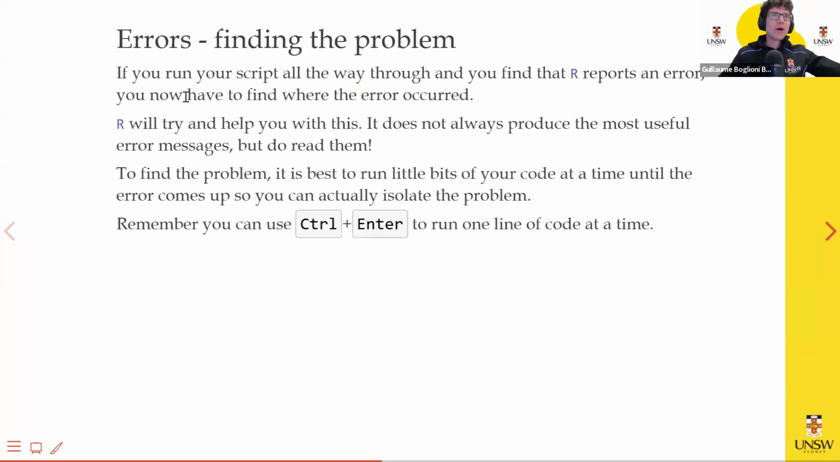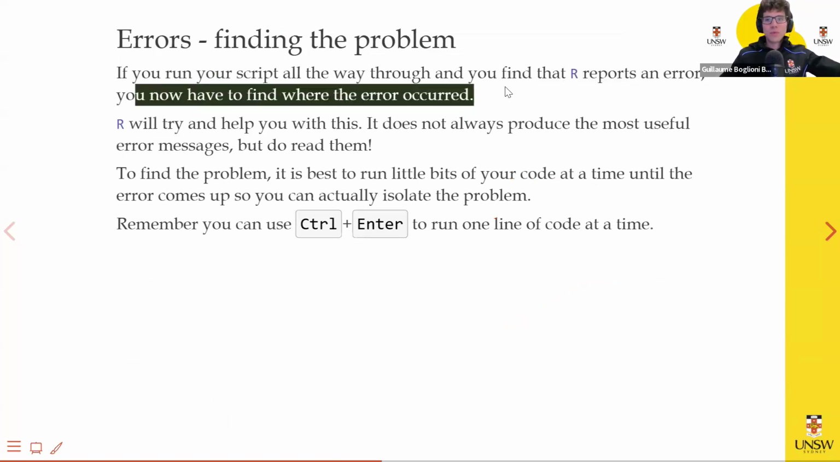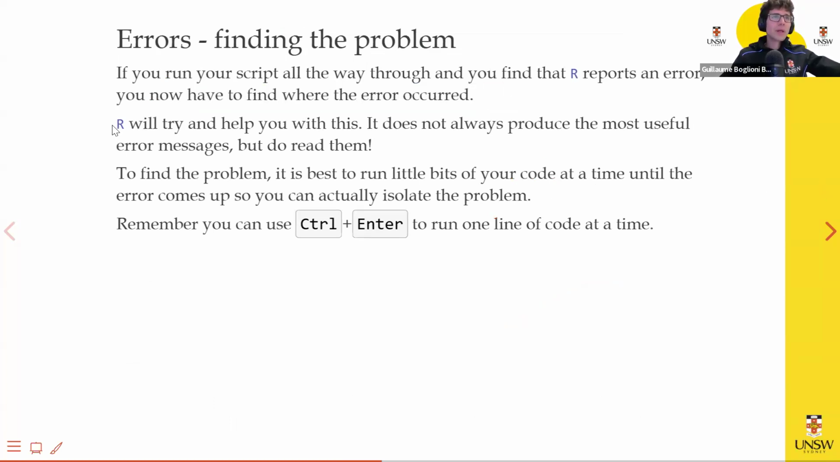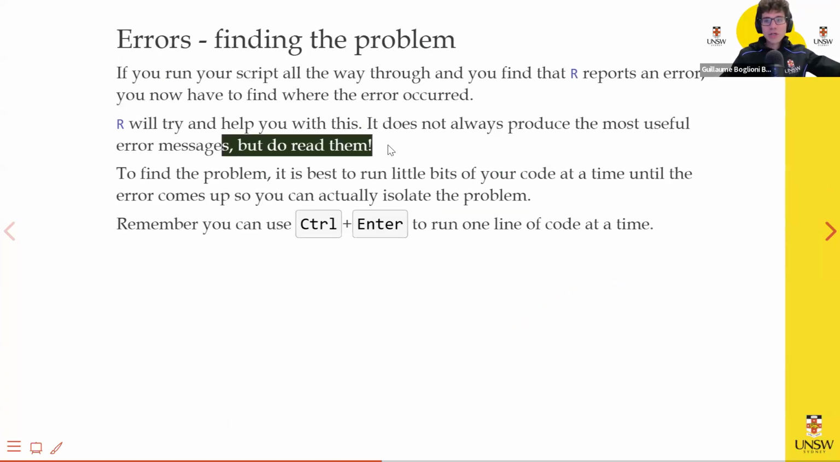Errors. Okay, so if you run your R script all the way through and you find that R reports an error, well, you now have the mission to find what's going on, where the error occurred and why it occurred, and of course, fix it. Now, R usually will give you some error message. It's not always the most useful, but please do read the error message and start from there. What is R telling you the problem is? Do you understand what the problem is? If not, well, you need to do more digging to fix it.